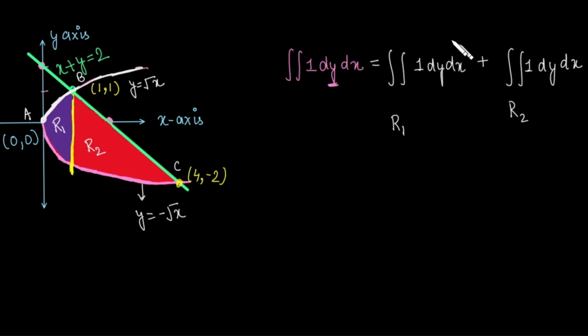Now let's evaluate the limits for y in the region R1. So take a line parallel to the y-axis passing through this region. In this case, the entering curve is this, and the name of this curve in terms of y is equal to minus of root x. So y is equal to minus of root x is the entering curve, and the exit curve is this white color A to B, and that is represented as y is equal to positive of root x.